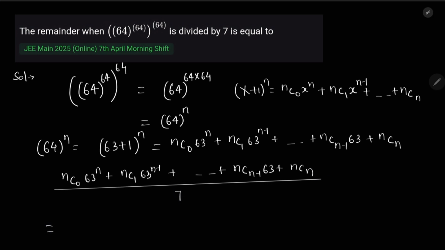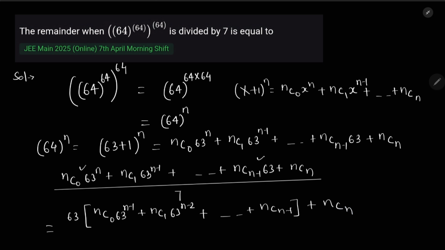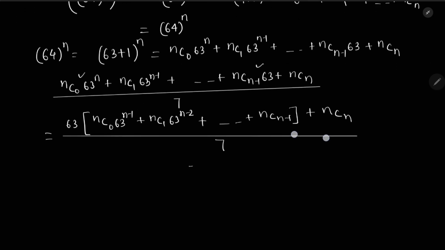So how will we get the remainder? I will take 63 common from each of the terms from here to here. If I take 63 common, I will get 63 times [nC0 63 to the power n minus 1 plus nC1 63 to the power n minus 2 plus dot dot dot plus nC(n minus 1)] plus nCn, divided by 7.